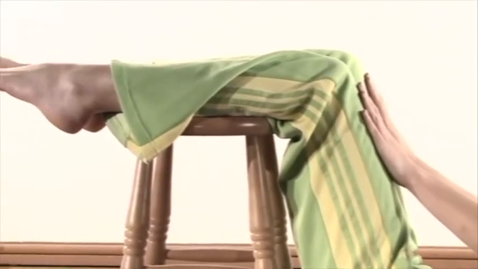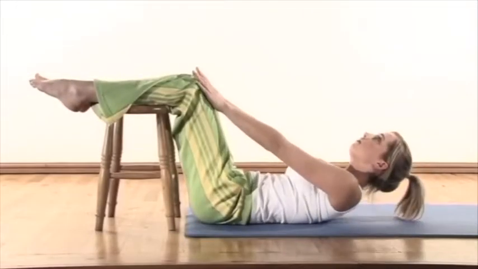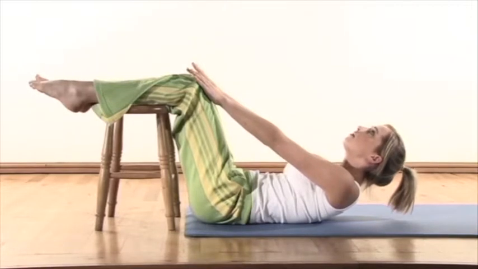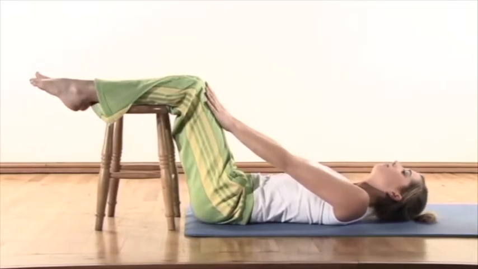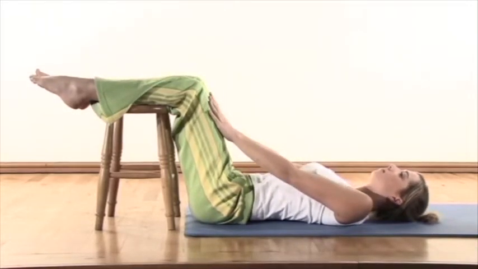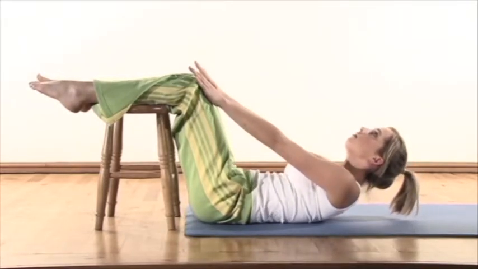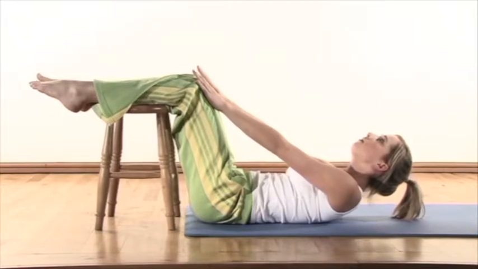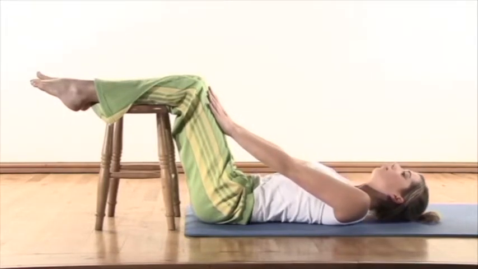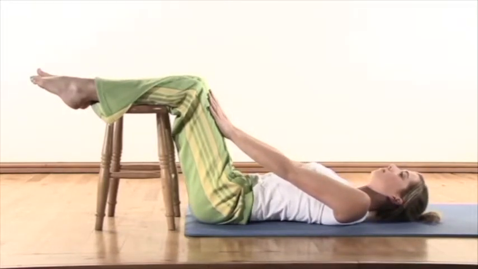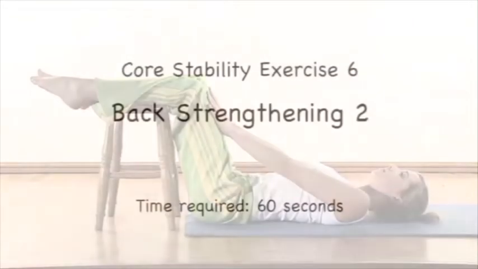Inhale slowly and deeply as you begin to raise yourself. Hold this position for a count to 3, then slowly lower yourself again, exhaling as you do so. Repeat this exercise 5 times. That concludes Core Stability Exercise 5. Pause for a moment before moving to the final set of exercises.